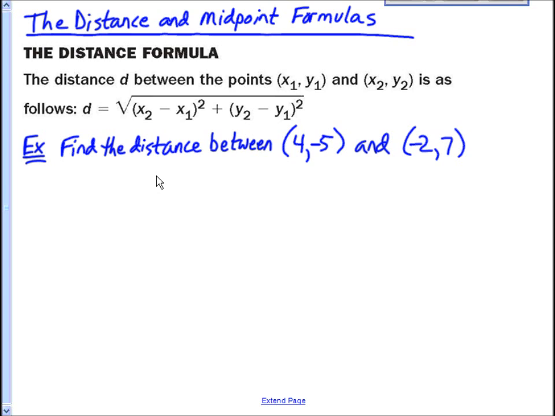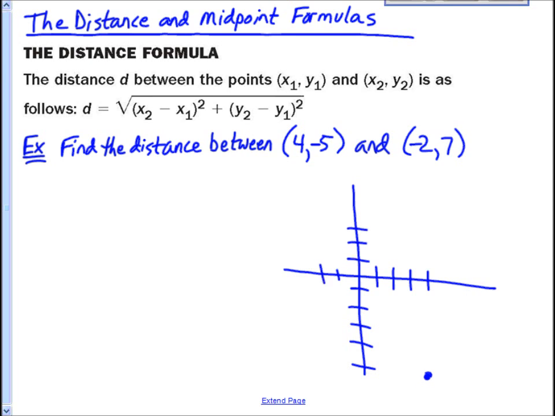So here's your distance formula, and this is just telling you a distance between any 2 points, just like this first example. Let's go ahead and make this a little visual here. 4, -5. So over 4, down 5. There's our 4, -5. We got -2, 7. Okay. So what is this distance? What is this distance? And this is derived from the Pythagorean theorem, by the way.